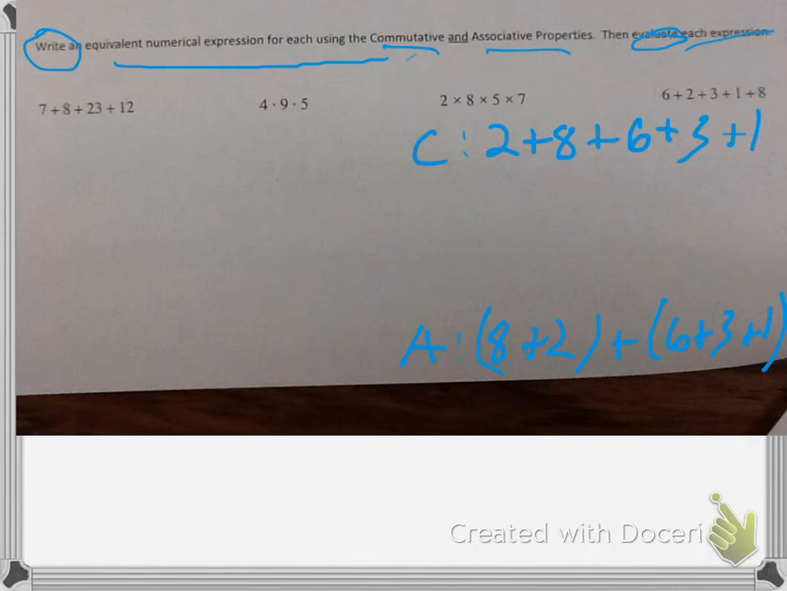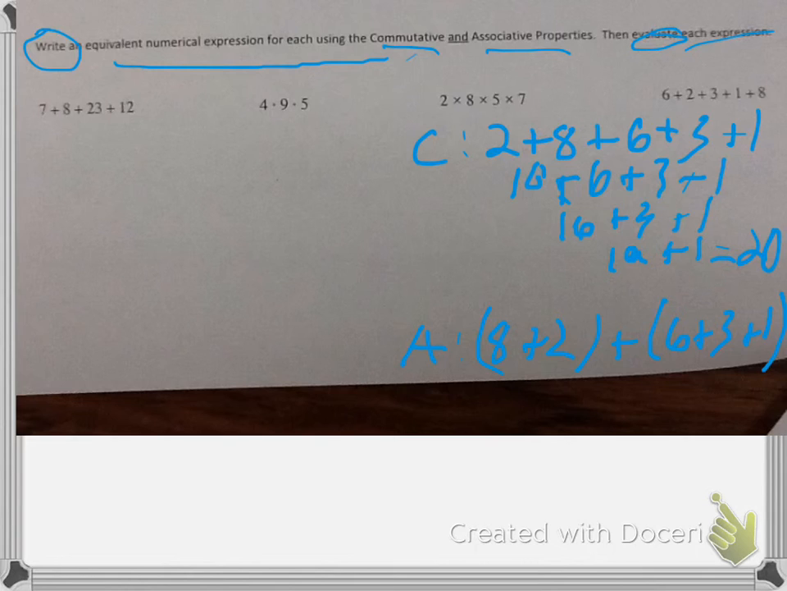Alright, the last one, another addition, so the changing in order doesn't affect the sum based on the commutative property. So I ordered my numbers so that I could make 10 right away. So I'd have 10 plus 6 plus 3 plus 1. 10 plus 6 then I know is 16 plus 3 plus 1. And 16 plus 3 is 19 plus 1. And then that equals 20. So my solution there would be 20.